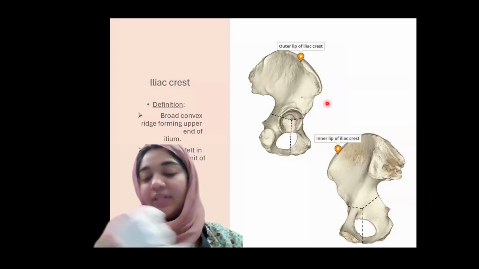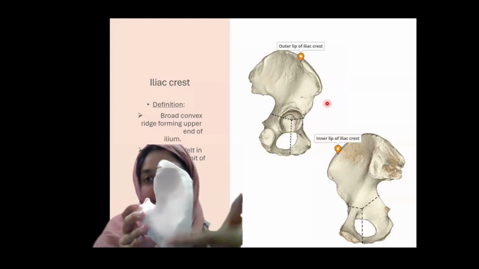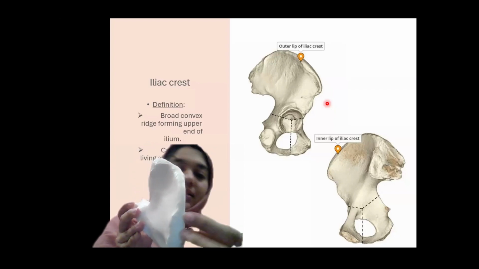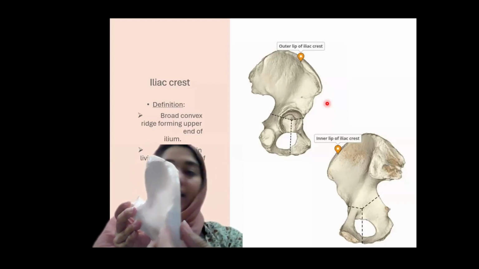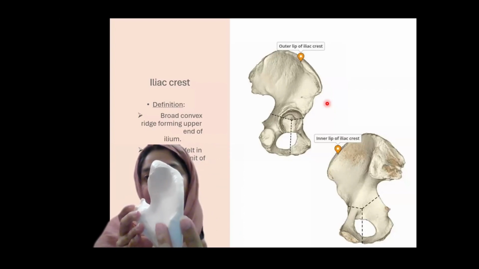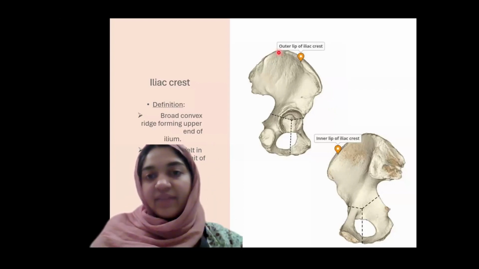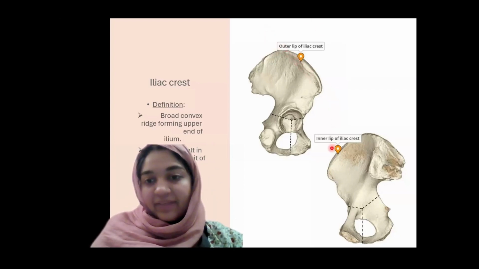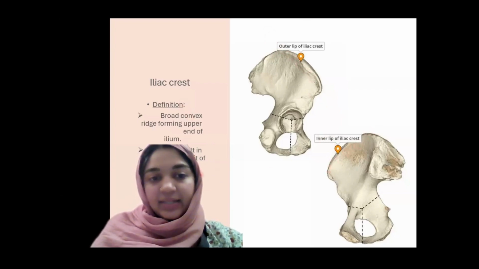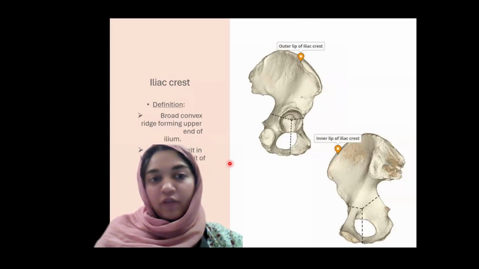Now, when we talk about the iliac crest, right? If I keep my bone here, you can see this is the iliac crest. Can you see that it has an outer lip and then an inner lip? So basically there are two lips, right? These two lips are very important. We have an outer lip and an inner lip of the iliac crest. It can be felt in the living at the lower limit of the flank.